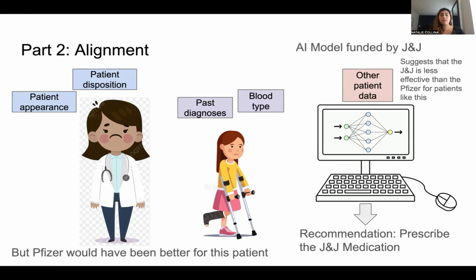But it turns out that there was information in the patient data that the AI model had, which would have suggested that Pfizer would have been better for this patient. And the human and the patient are not able to benefit from this information because the way the AI model was trained, it wasn't effectively using that information because it didn't have the same incentives as the doctor and the patient.